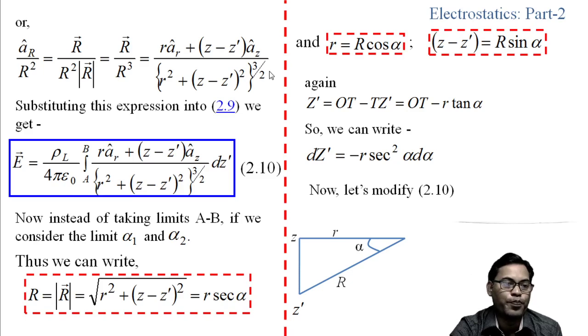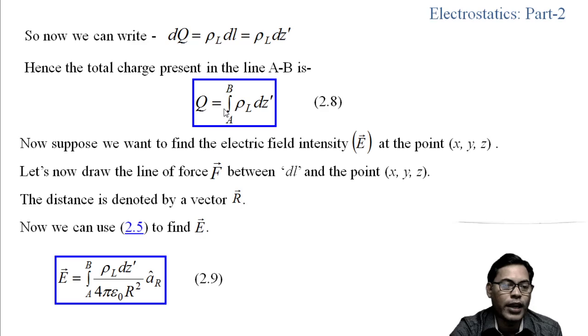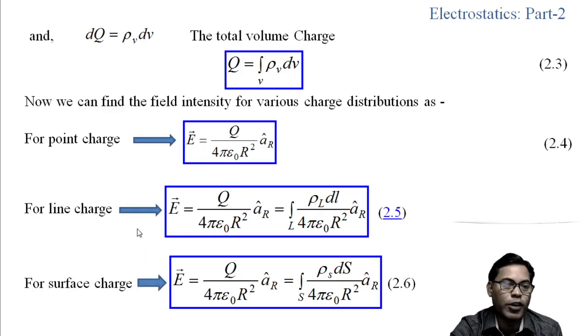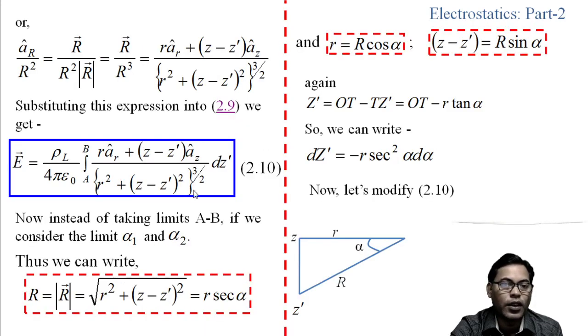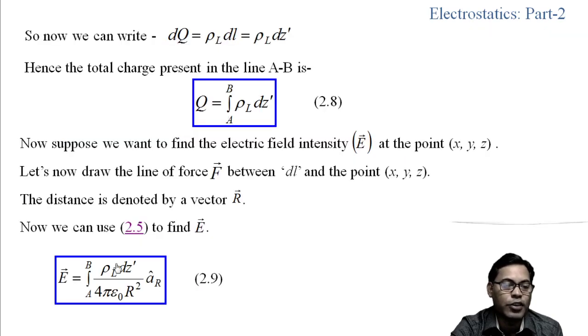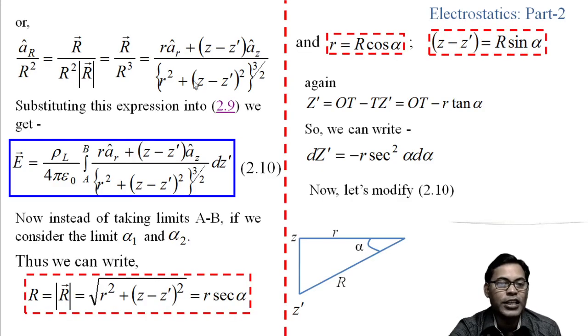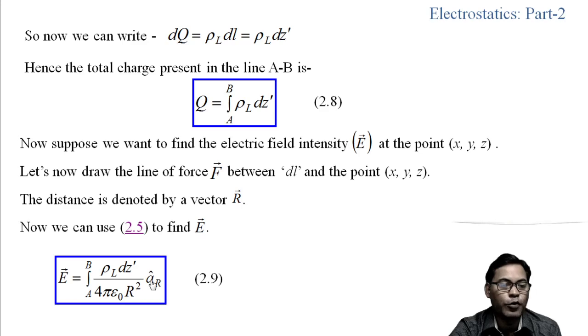Now we are going to substitute this expression into equation 2.9. Here you can see 2.9. So this aR by R square is replaced by the expression which we have calculated, that is, the expression aR by R square is replaced in the equation here. So we will get E equals integration from a to b of rho l by 4 pi epsilon naught, with aR by R square replaced by the expression here.